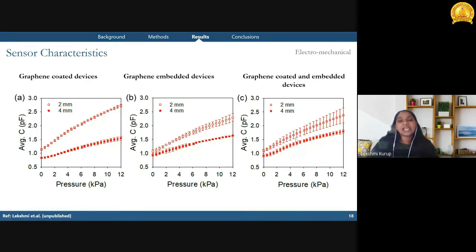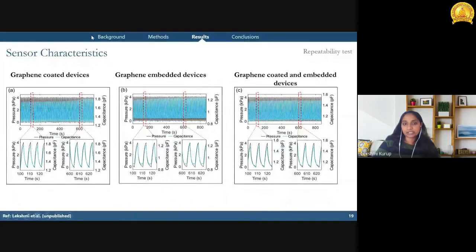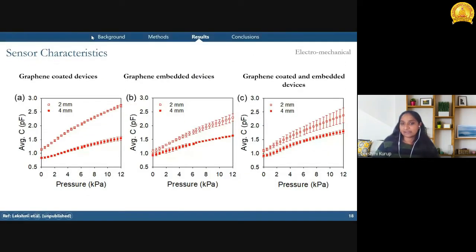So here I have increased the force from 0 to 12 kilopascal for each device, and I have plotted this curve. I'm not explaining much about this graph because it would be too boring for you guys. From this graph, it's clear that as the pressure increases, the capacitance increases, and we can see that the graphene coated ones have a higher range in capacitance when compared to the graphene embedded ones.